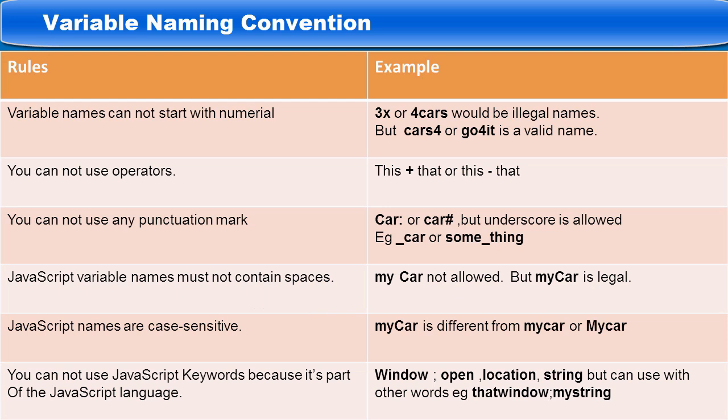Variable names are case sensitive. For example, if you declare a variable called myCar, it's different from a variable called MyCar or myCAR. They are all different variations. So when you're declaring variable names, you've got to be careful of the case you use, so that when you want to refer to that variable name, you are referencing the correct variable.